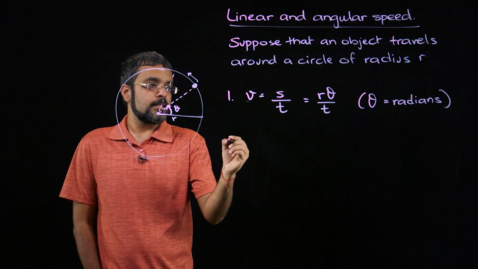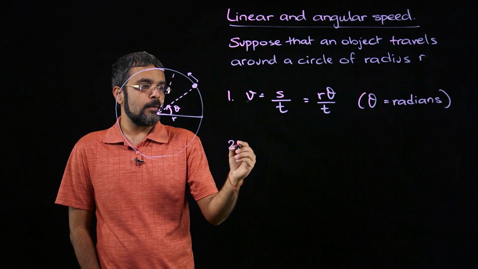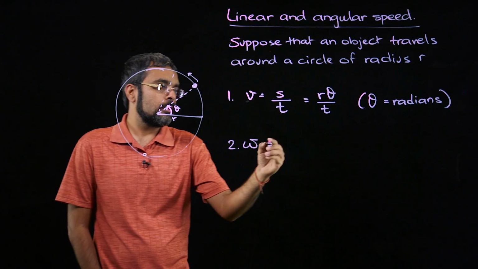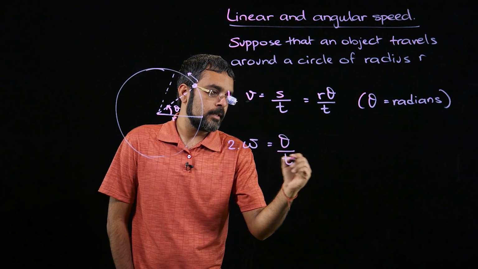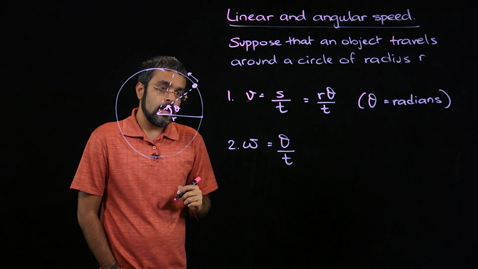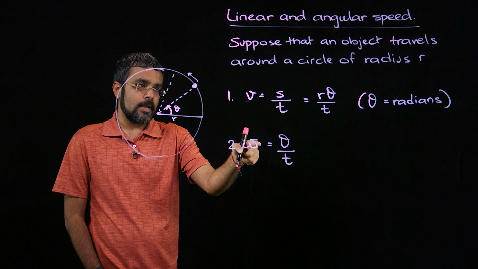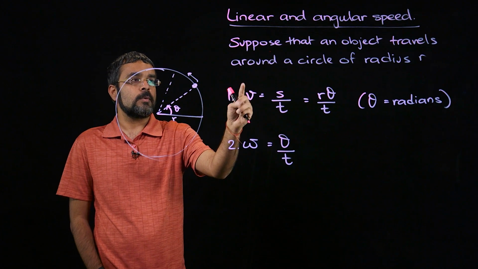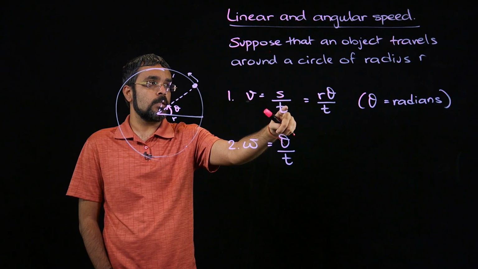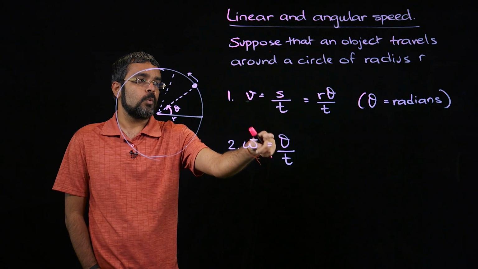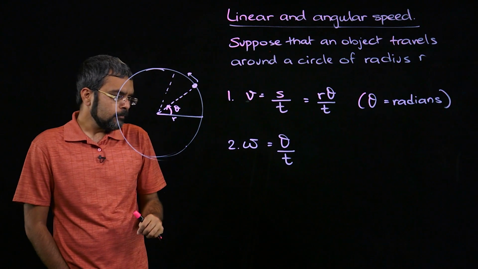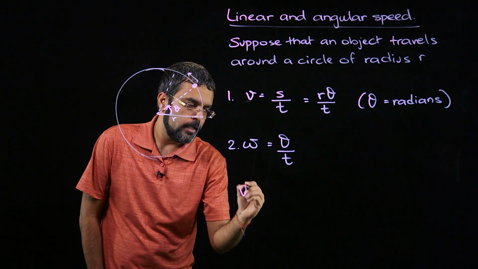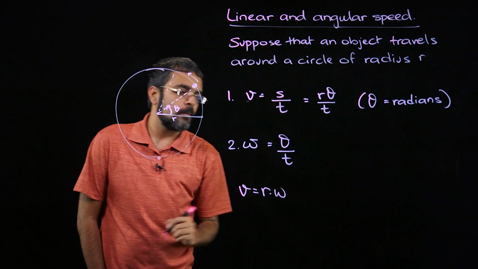Okay, and then the second one we have is our angular speed, and we represent that by omega, and omega is given by theta over t. Theta again in radians, theta is my angle, so that is the change in angle over time. And so I have two speeds. We have the linear speed, which is v equals s over t, or we have omega, which is theta over t. Now, if you compare these two equations, we get v equals r times omega.